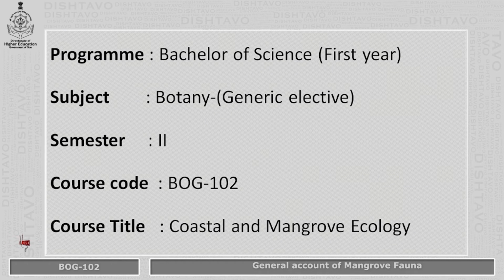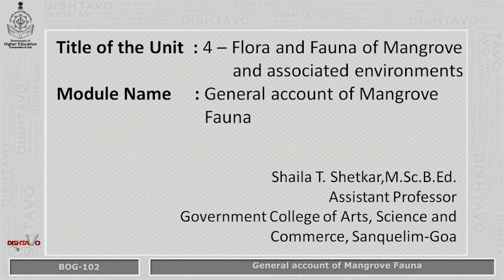The program is Bachelor of Science, first year. The subject is Botany, Generic Elective. Semester is 2. Course code is BOG 102. Course title is Coastal and Mangrove Ecology. Title of the unit is Unit number 4, Flora and Fauna of Mangrove and Associated Environments. Module name is General Account of Mangrove Fauna.